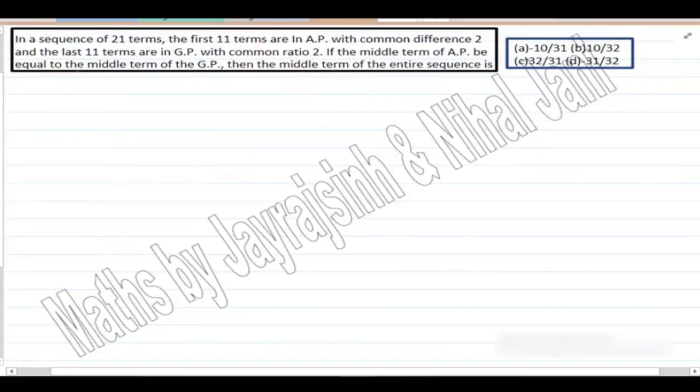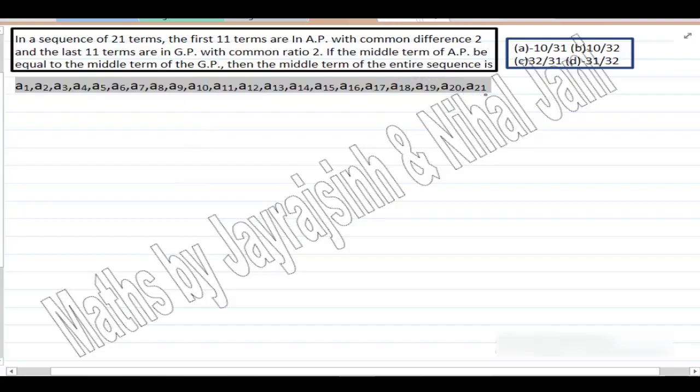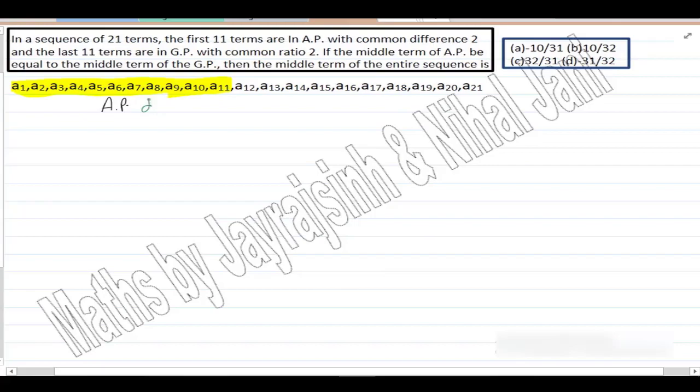Ta-da! Now here we have one of my favorite questions. The question is, in a sequence of 21 terms. So let's consider one sequence having 21 terms. Now the first 11 terms are in AP with common difference 2. So the common difference d is 2, and our first term is a1, let's call it a, and the last term of the AP is a11. We can say a11 must be a plus (11 minus 1)d, or we can say 10d.